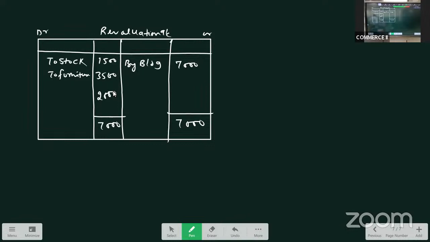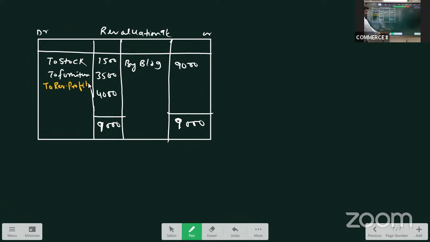Stock is depreciated by 5%, 1,500. Furniture is depreciated by 10%, 3,500. Building is valued at 43, so it is 9,000. 34 plus 9 is 43. So 9,000. So now this would be how much? 4,000. Revaluation profit is how much? 4,000.